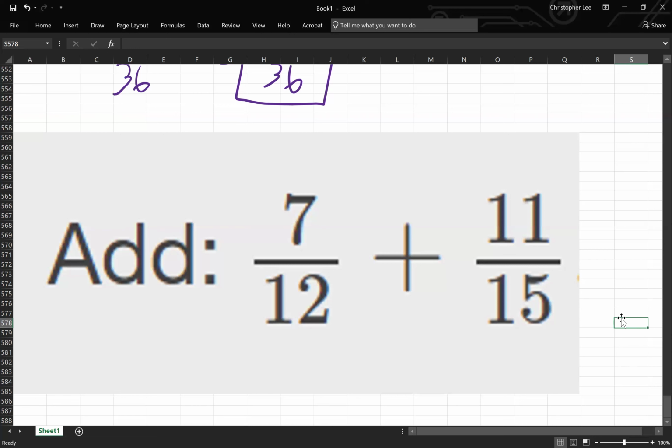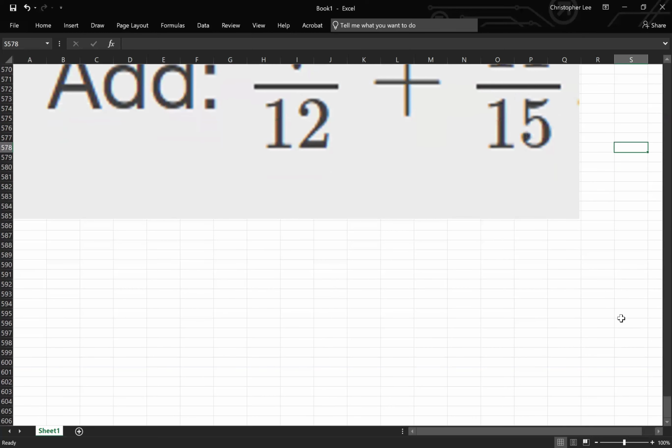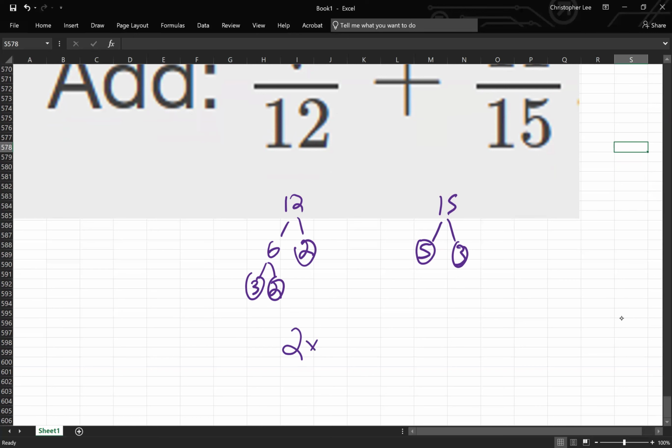Done? All right, let's take a look. So 12, I know is 6 times 2, which becomes 3 times 2. 15, I know is 5 times 3. Take one of them. Let's take the 12, for example. 2 times 2 times 3. Now let's look over at the 15. I already have one 3, just missing the 5. And that's it. So 2 times 2 is 4. 4 times 3 is 12. 12 times 5, 60.